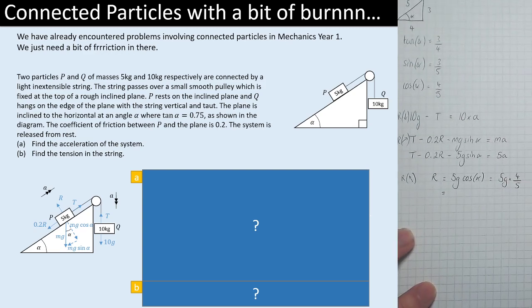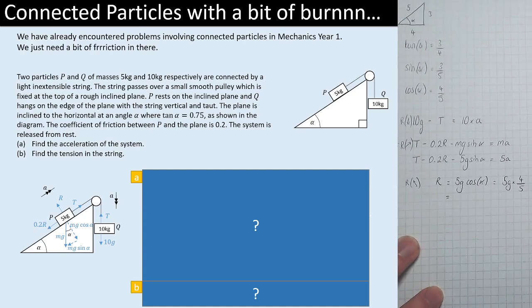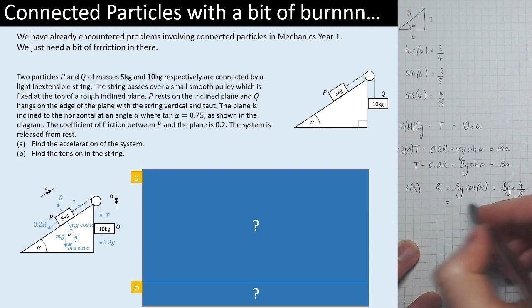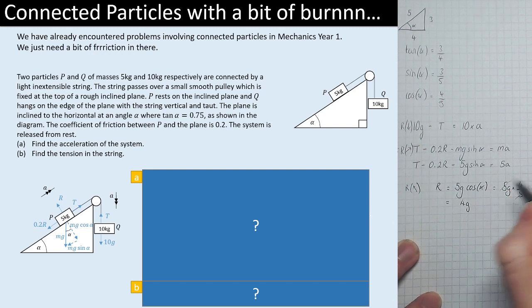Oh, just gone off there. There we go. We can fit everything. The 5s will cancel out. So we've got R is equal to 4g.